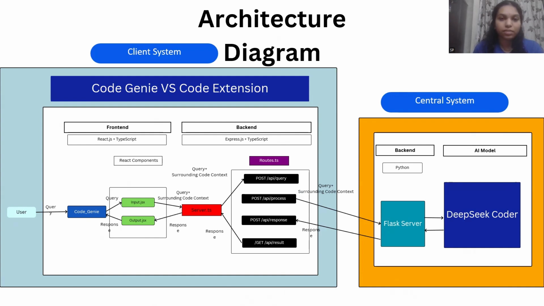There, the Flask server sends this query to the DeepSeek coder, the model. The model is run using the RTX 4090 GPU, which helps in leveraging the performance of the AI model. The AI model analyzes the query and returns the solution to the Flask server, which returns the response to the backend, and which is then shown to the user.